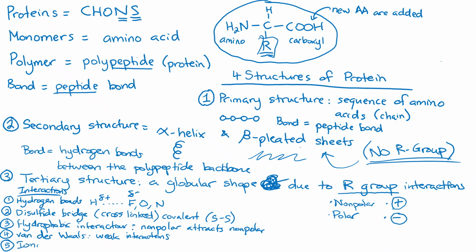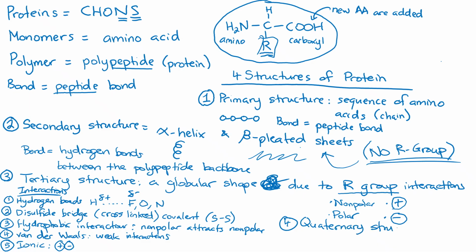And then number 5, we have ionic. Ionic is not between polar. Polar has the partial negative, partial positive. This is between a positive charge and a negative charge attraction. Okay, so ionic. Now, usually speaking, the tertiary structure is the final form of the protein, and only certain types of proteins have this last structure here, which is considered to be the quaternary structure.